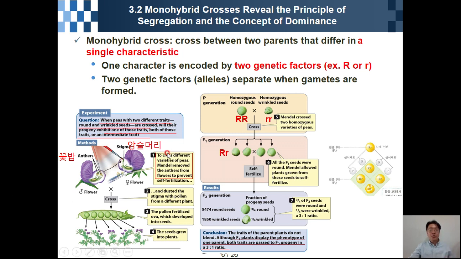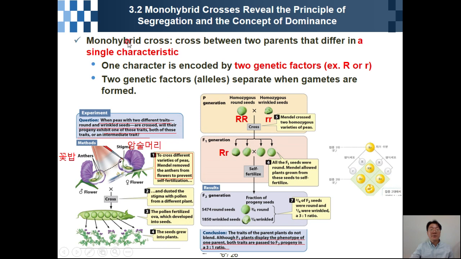So in these cases, we call it as monohybrid crosses. So for example, this is the experimental question: when peas with two different traits, for example round and wrinkled seed, are crossed, will their progeny exhibit one of the two traits or both of those traits or an intermediate trait? What is the answer? The answer will be the progeny exhibit only one of those traits. So we will see the details like this.